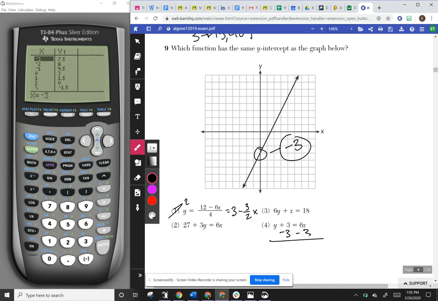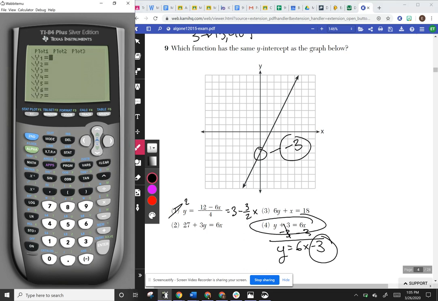Subtract 3 on each side. We get y equals 6x minus 3, and what do you know? That minus 3 tells us that the y-intercept is -3, and our answer choice is 4. Feel free to always put that in your graphing calculator if you just want to be extra sure and careful. You look at the graph, it does cross at -3. It's kind of hard to see though. So go to the table. When x is 0, y is -3. Perfect.